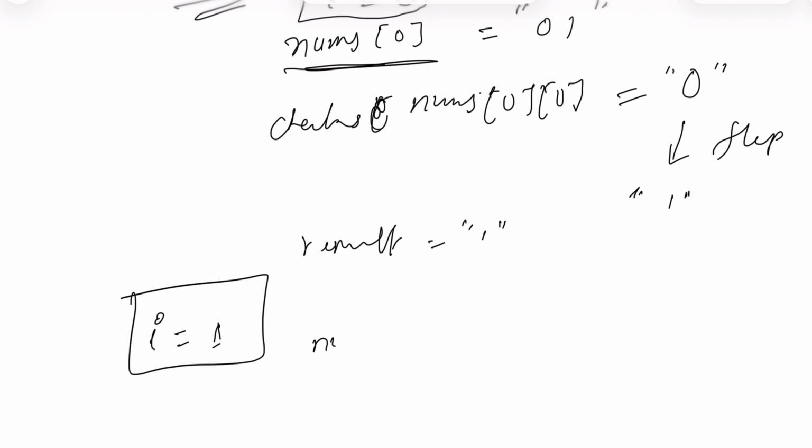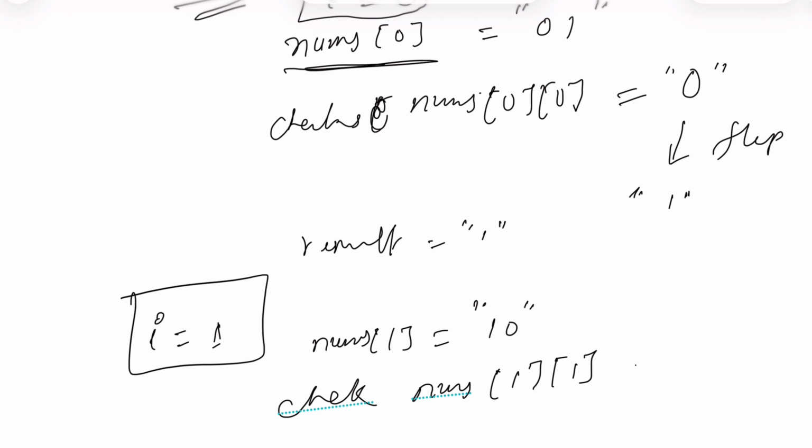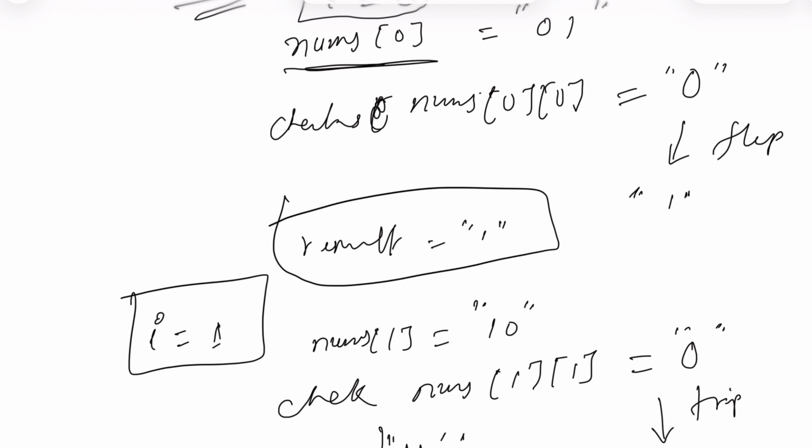It means nums at 1 is 1 0. You will check nums at 1 1, and you will get 0. You have to flip it, and you will get 1. So the result you will store as 1 1, because previously it was 1, and now you're adding one more 1 here. So you will get this answer. Like this we will solve this problem. Let's go to the code and we'll try to understand.